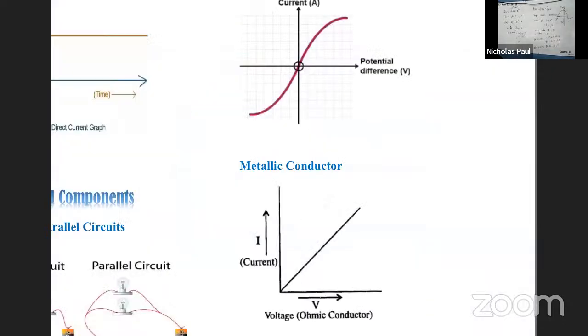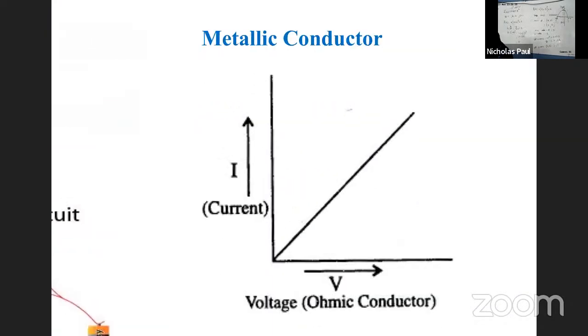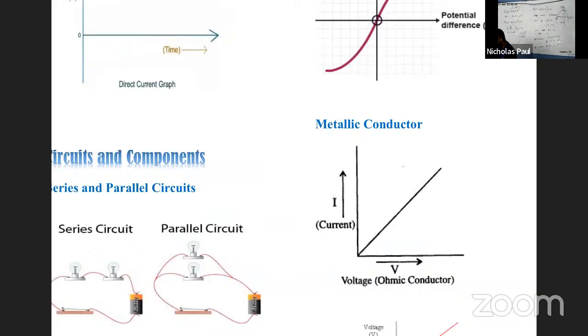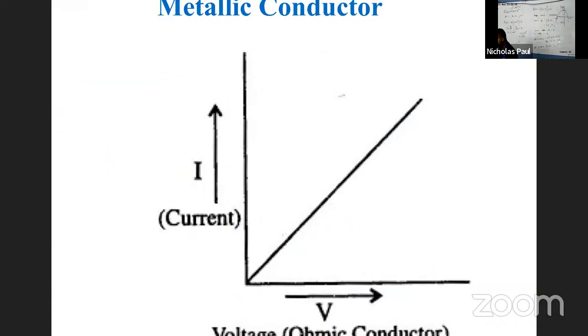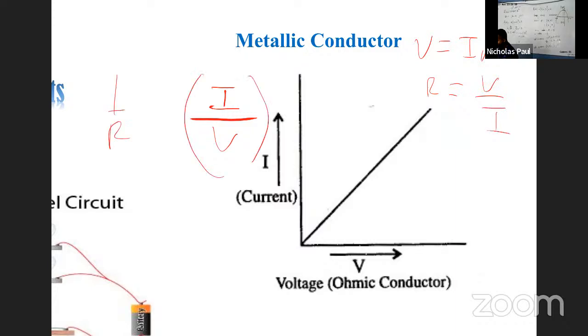These are two common IV graphs you have to learn: filament lamp and metallic conductor. By the way, what's the gradient of this graph? Gradient is what? I over V. Remember, V is equal to IR, right? So R is equal to V over I. So what is I over V? 1 over R, right? So the gradient is 1 over R.